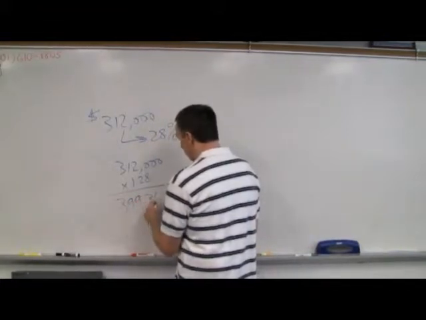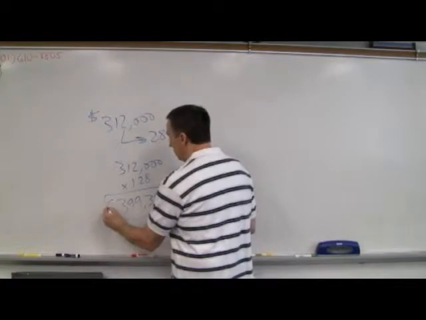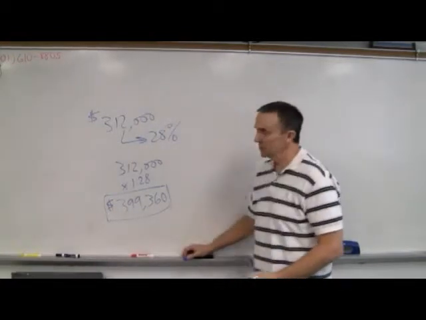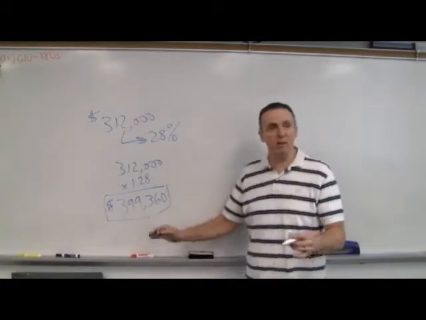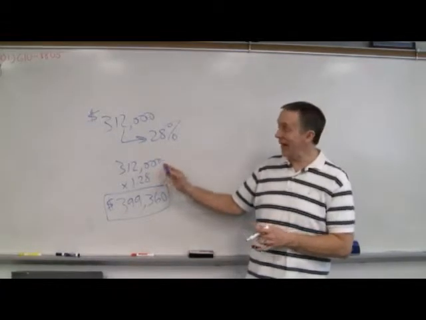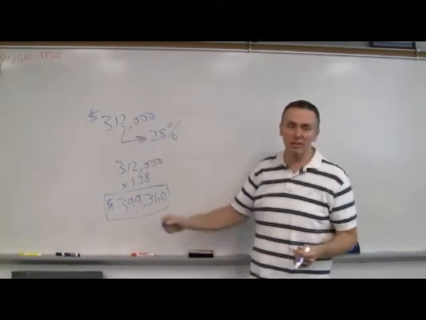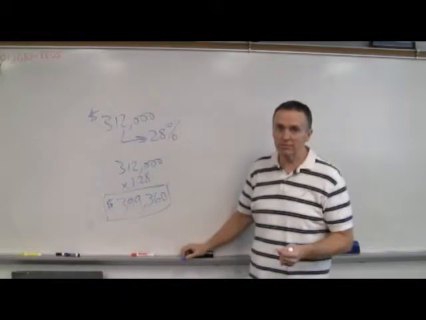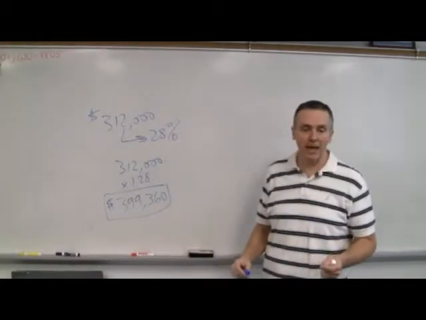Almost right on at $400,000. That's the easiest way to do it. Now, if you multiply it by 0.28 and then add it back to the 312, you'll get the same answer. That just takes 2 steps. But this is the easiest way. Okay?